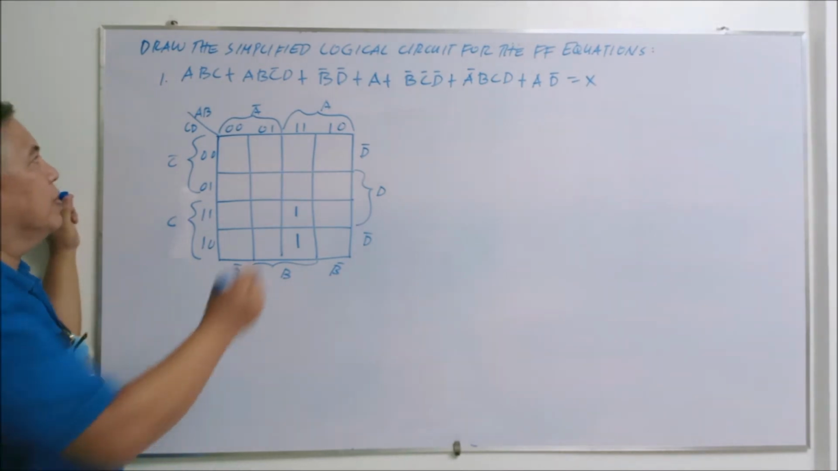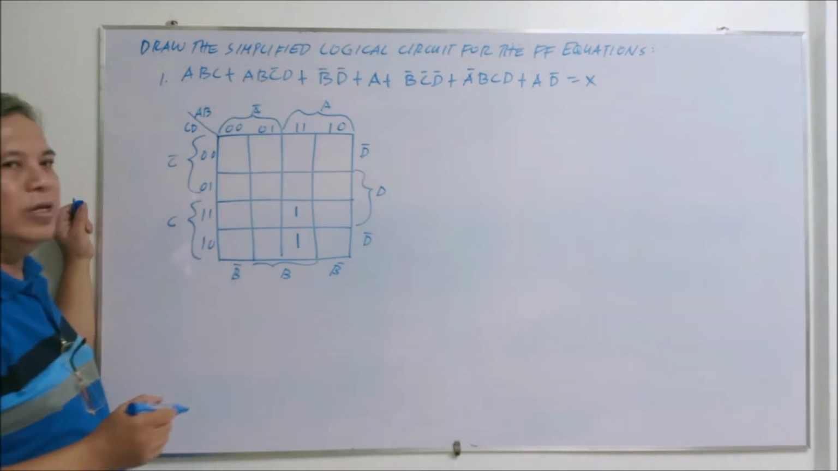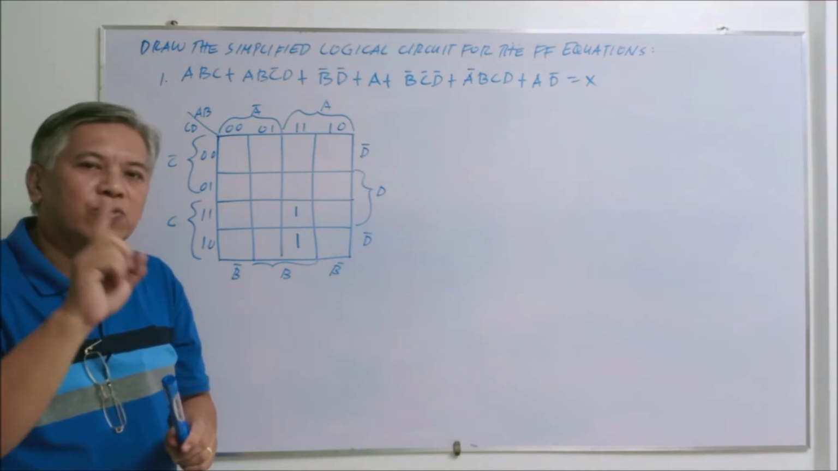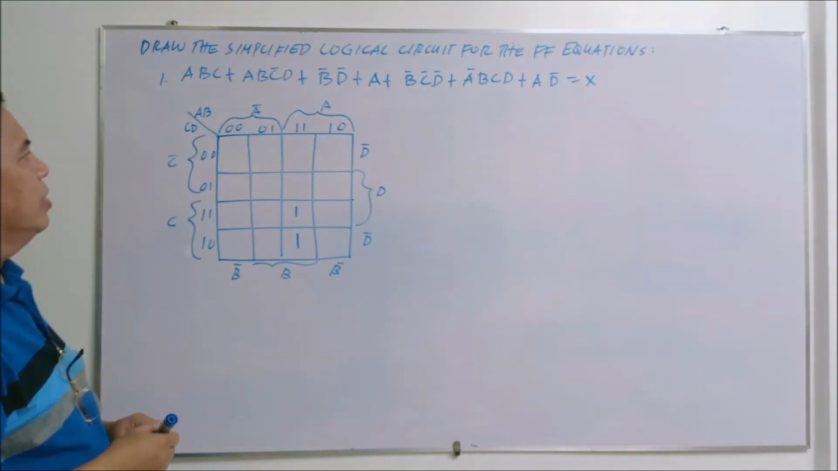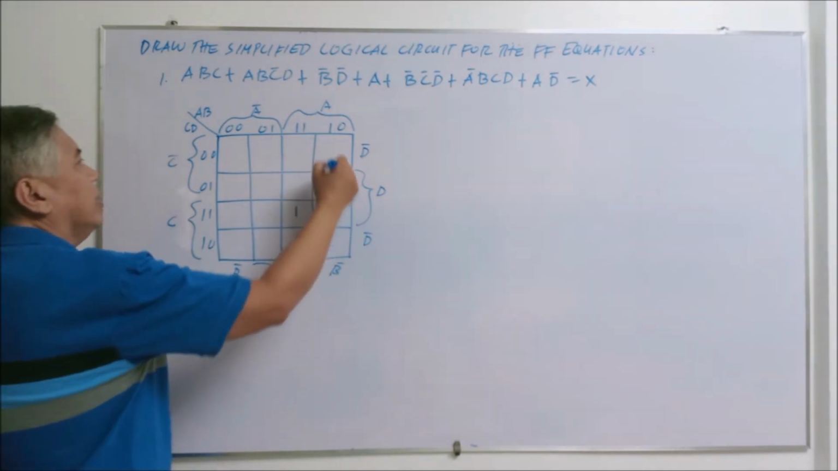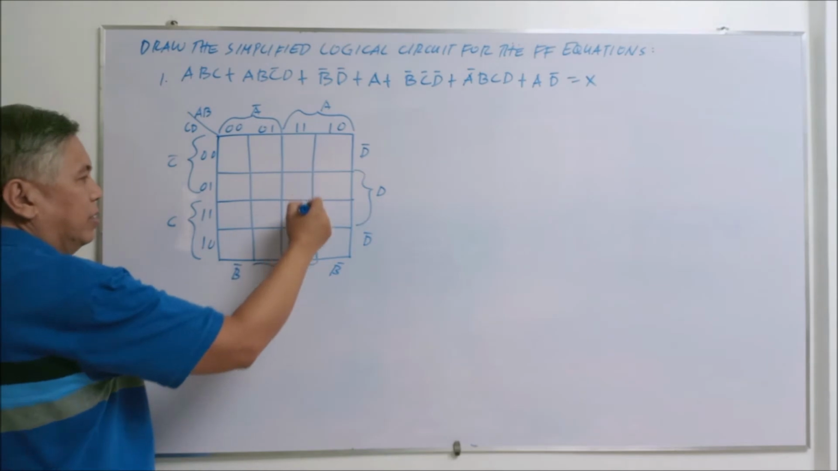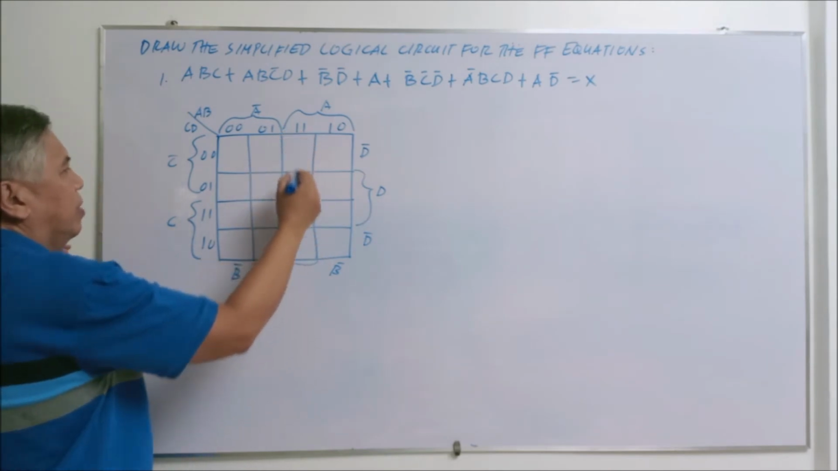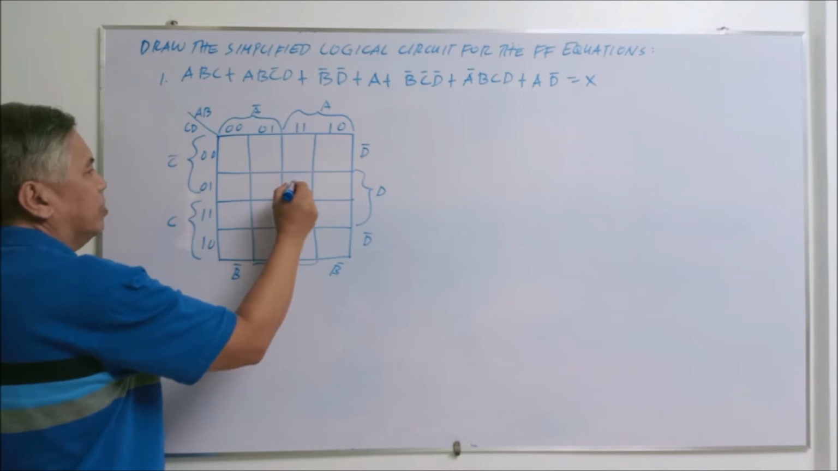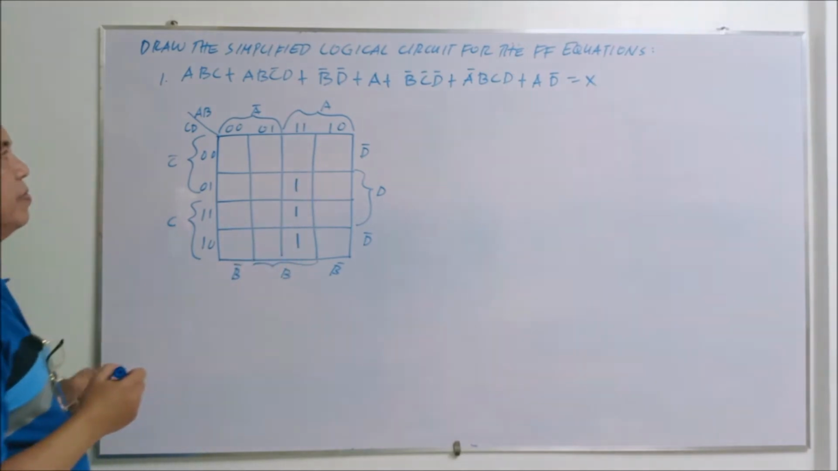And then you have A, B, C bar, D. That is a 4 variable term that is equivalent to 1 adjacent cell. Where is it located? So you have here A, and then B, and then C bar, and then D. That one. So it is located there.